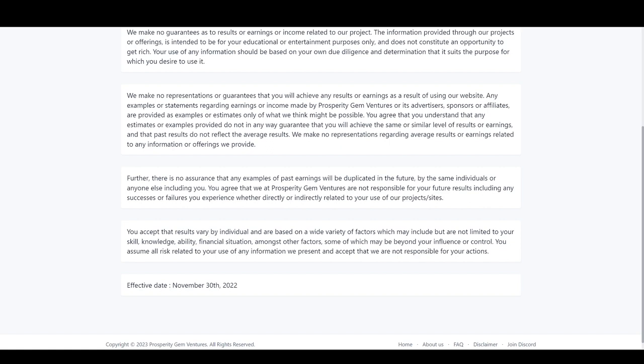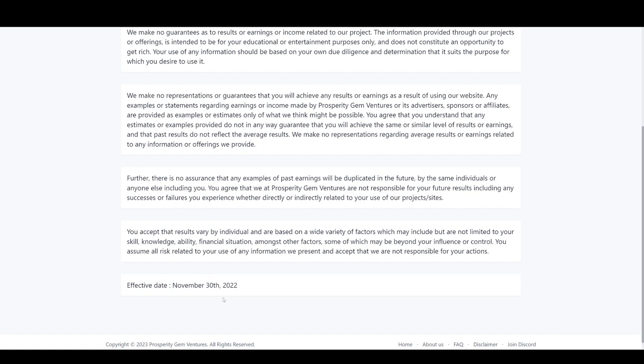You accept that results vary by individual and are based on a wide variety of factors, which may include but are not limited to your skill, knowledge, ability, financial situation, amongst other factors, some of which may be beyond your influence or control. You assume all risk related to your use of any information we present and accept that we are not responsible for your actions.